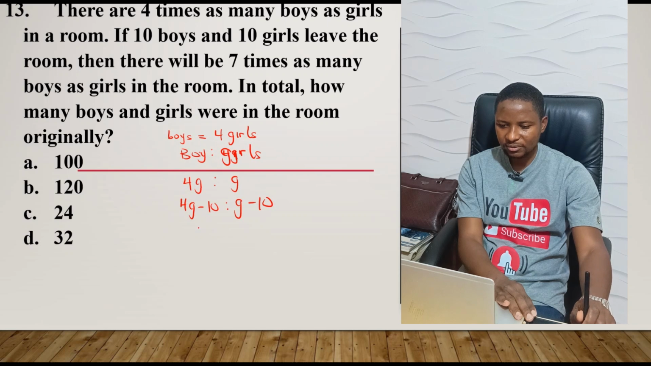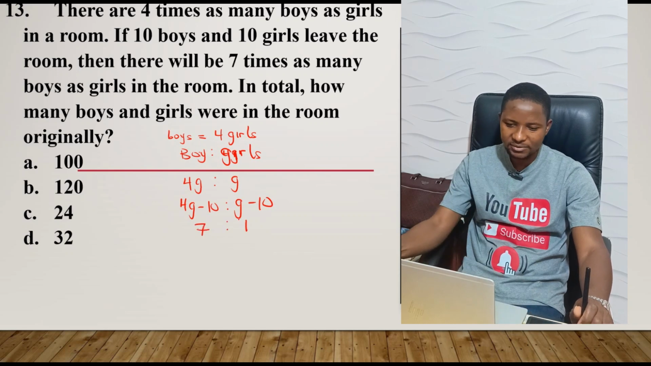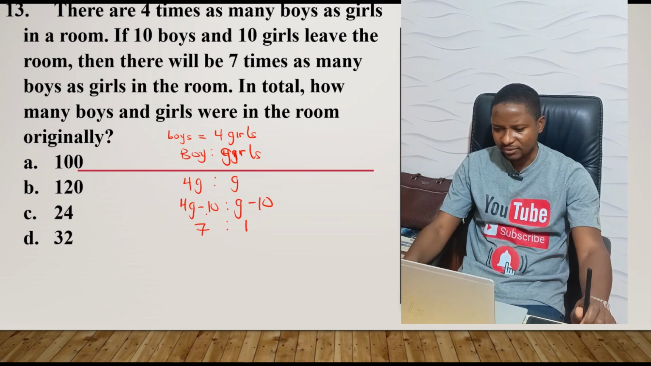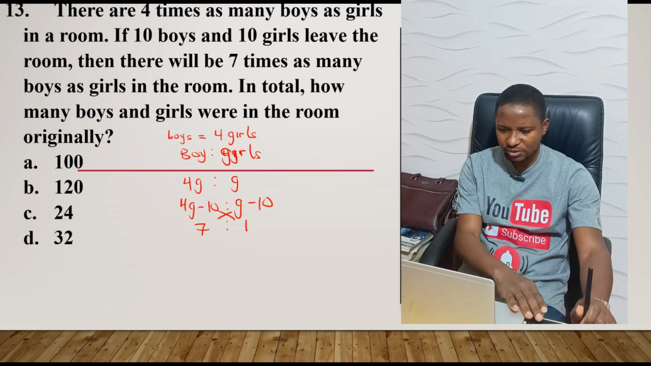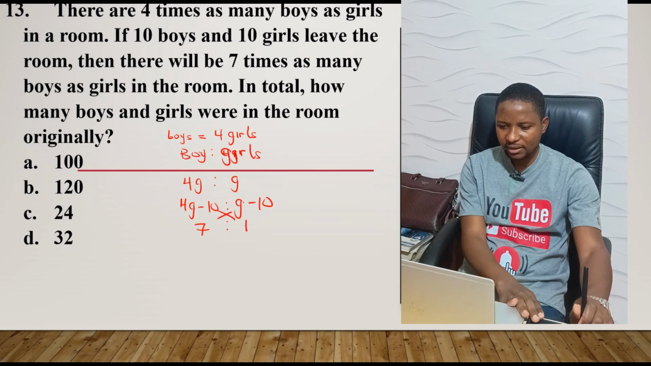As a result of leaving, there will be 7 times as many boys as girls. So the new ratio, as a result of 10 people leaving, is now 7:1. You can turn it to a fraction, but because of exam strategy, you cannot afford to waste time, so just cross multiply. So 7 multiplied by G minus 10 gives you 7G minus 70, equal to 1 times the expression on the other side, which is 4G minus 10.